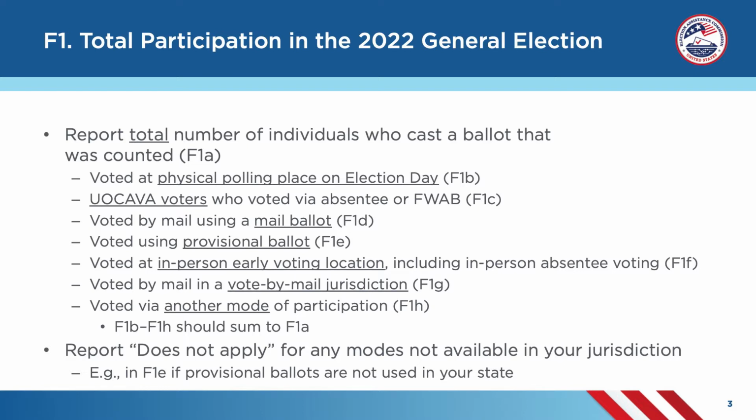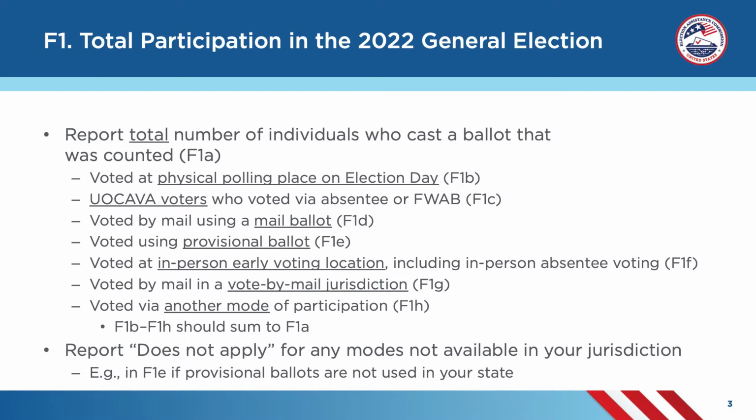Question F1D is for voters who used a mail ballot to vote. This should not include mail ballots cast in an all-vote-by-mail jurisdiction, as those will be reported in F1G. F1E is for individuals who submitted a provisional ballot. This includes provisional ballots that were counted either in full or in part.